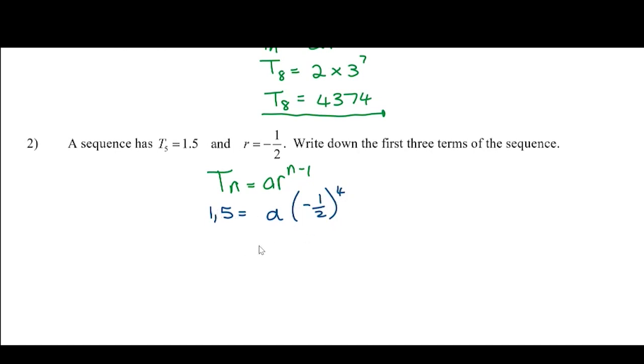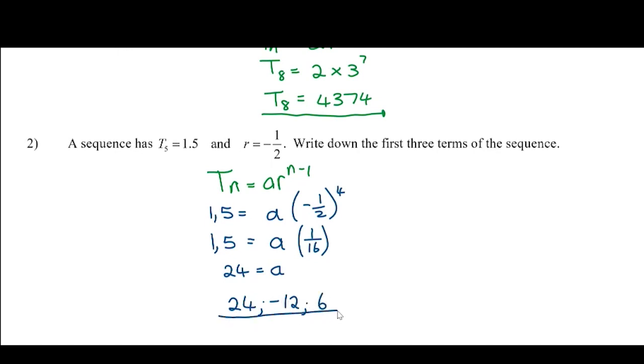There's only one variable left here now. So we're going to work out what negative a half to the power of 4 is, and it's actually 1/16. Now we've got 1,5 here. We're going to divide both sides by 1/16, and we get that a is 24. So our first 3 terms are going to be 24. Then we multiply that by negative a half to get negative 12. Then we multiply negative 12 by negative a half to get positive 6. And there are our first 3 terms of that sequence.